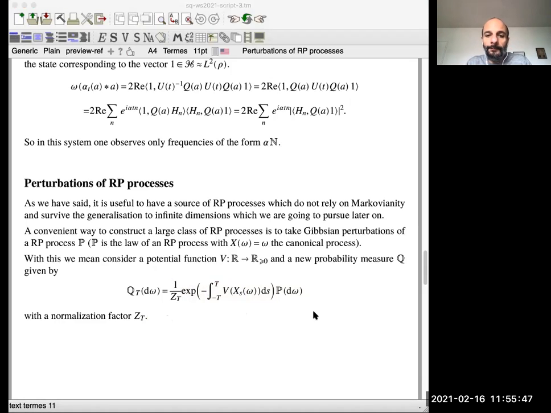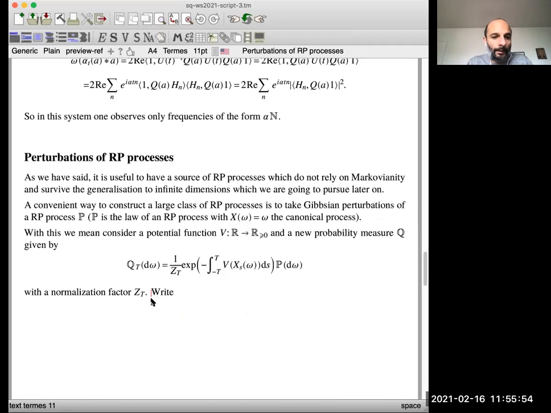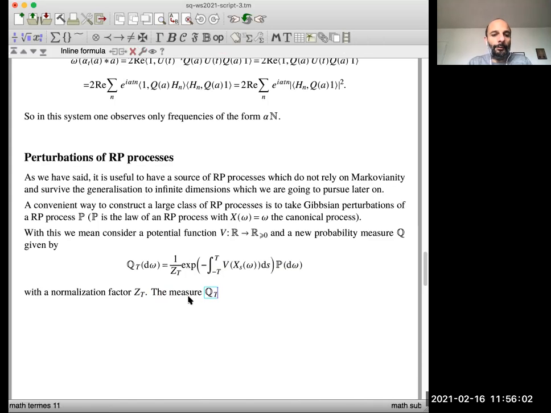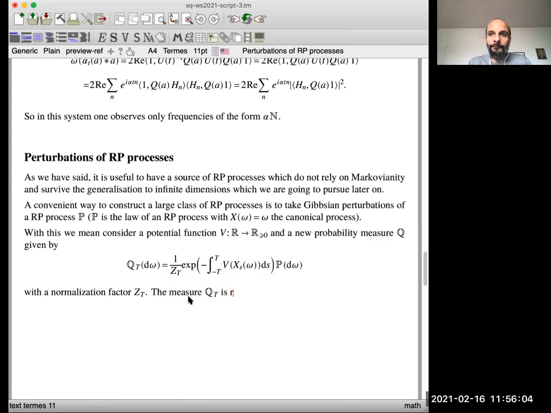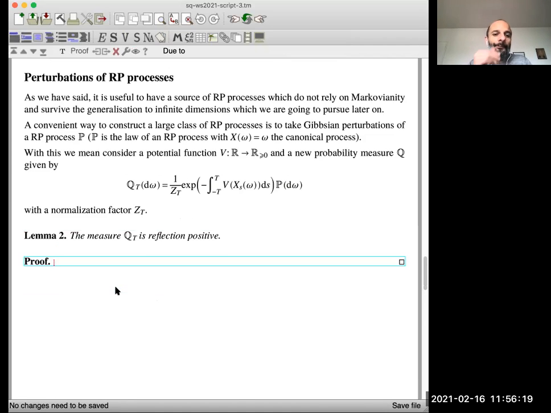Indeed, we can write, now, the measure Q of t is reflection positive. So I prove this, and you can call it a lemma if you want. This is just to fix the point.